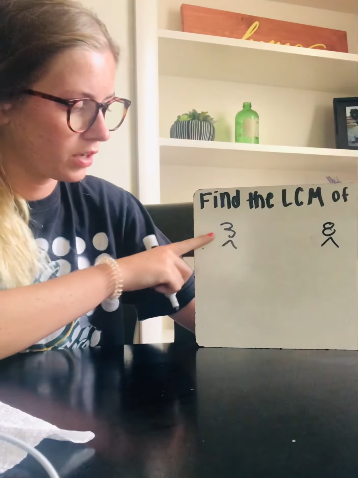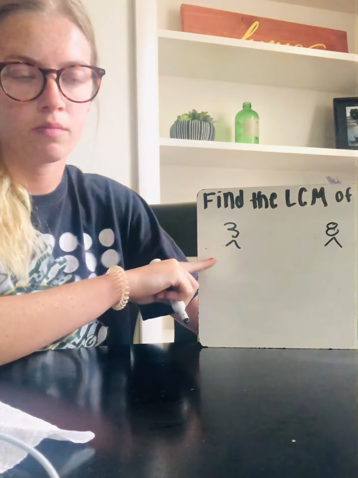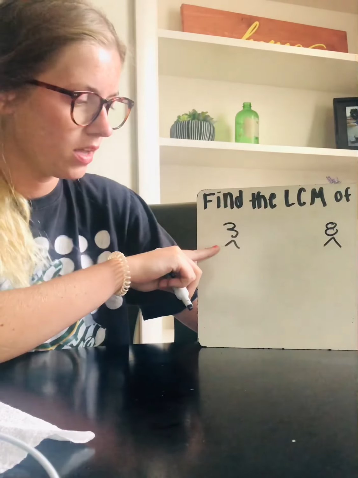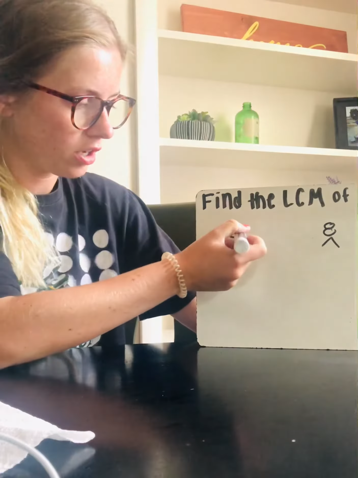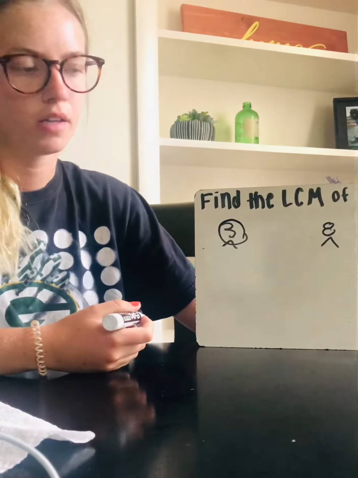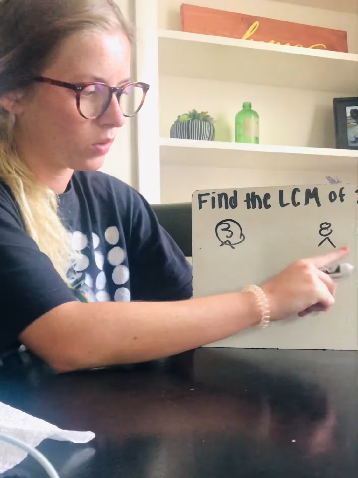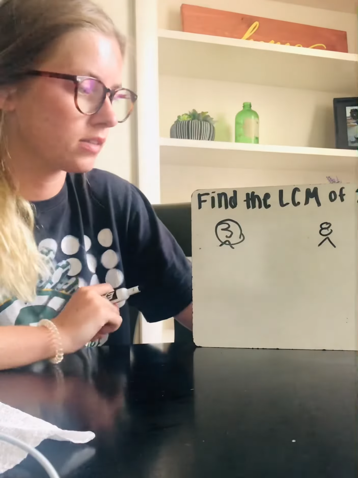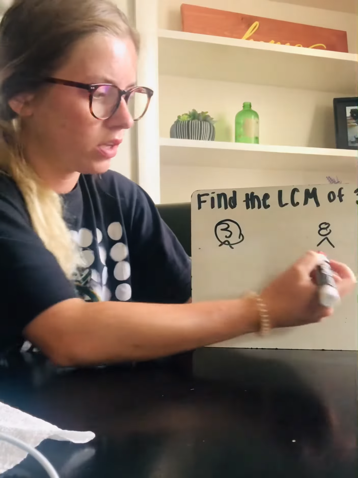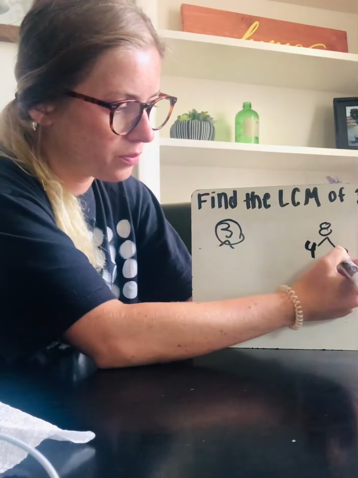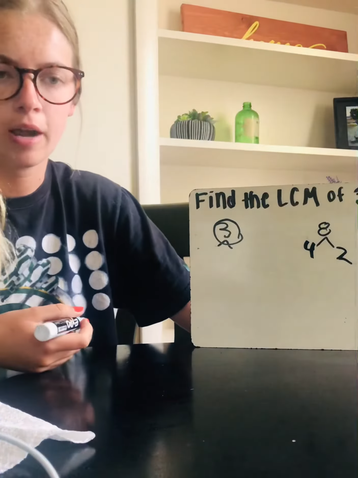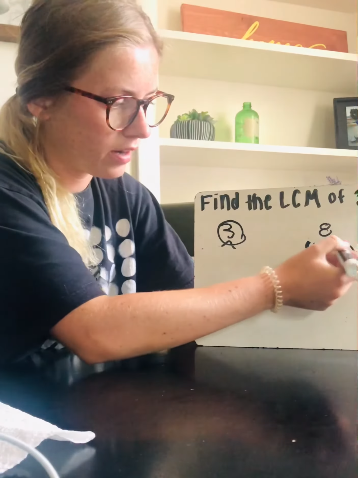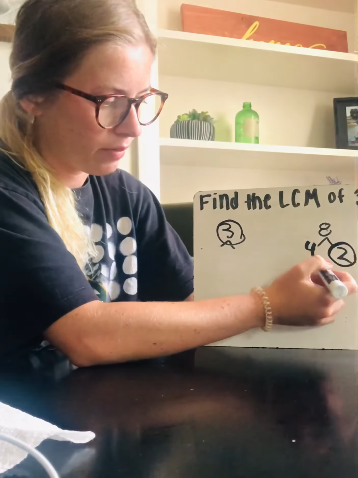For the number 3, it's a prime number. So the only thing you can multiply to get to 3 is 1 and 3. So you are actually good to go because it's a prime number. For 8 though, you can multiply two numbers to get 8 other than 1 and 8 itself. So to get to 8, you can do 4 times 2. Now 2 is a prime number because you can only multiply 1 times 2 to get 2. So I'm going to circle that number, but I can break down my 4.